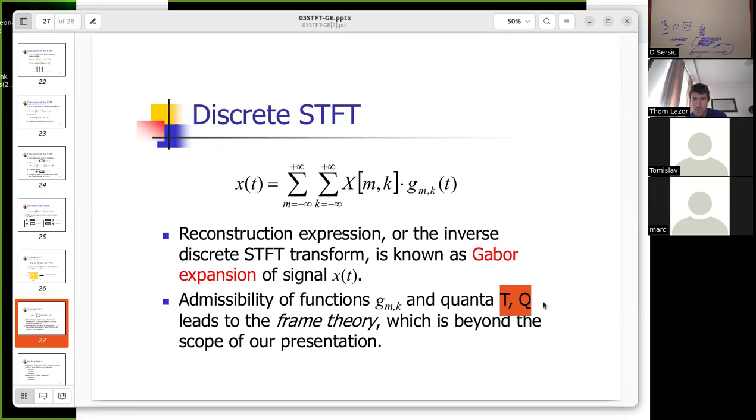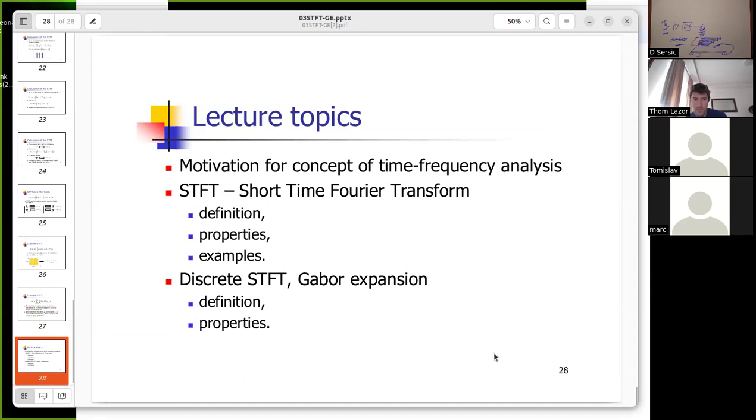Instead of going into the difficult mathematical theory, we will learn how to design filter banks that already satisfy the conditions for perfect reconstruction. So much for the first lecture.